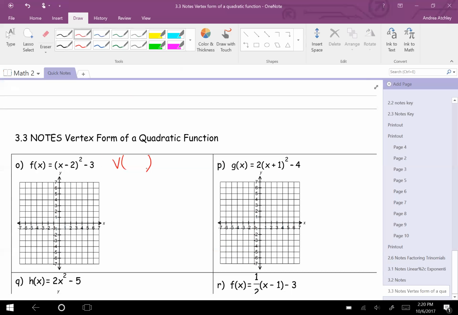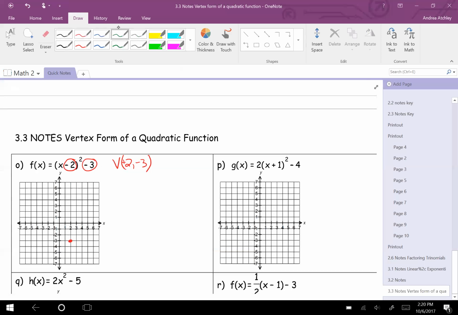Okay, Brooke, what'd you get for the vertex? Very good, 2 and -3. Remember, you change the sign. So it's a +2 and a -3. So we go where x is +2 and y is -3, which is right here.